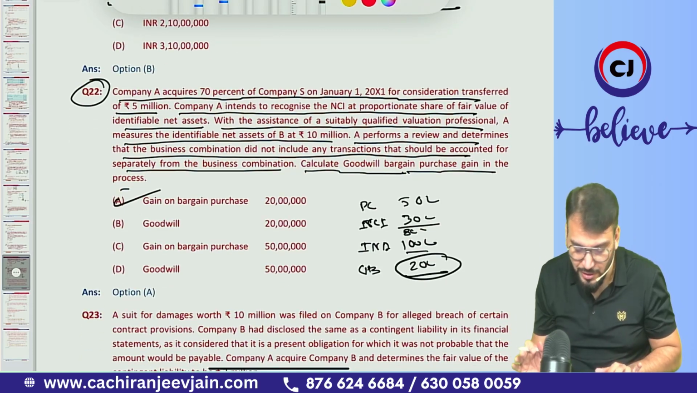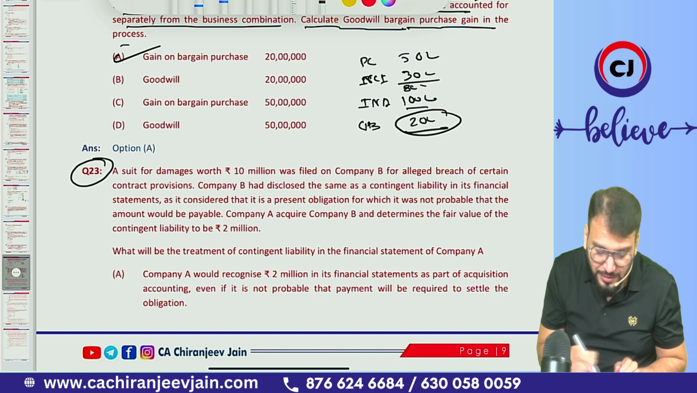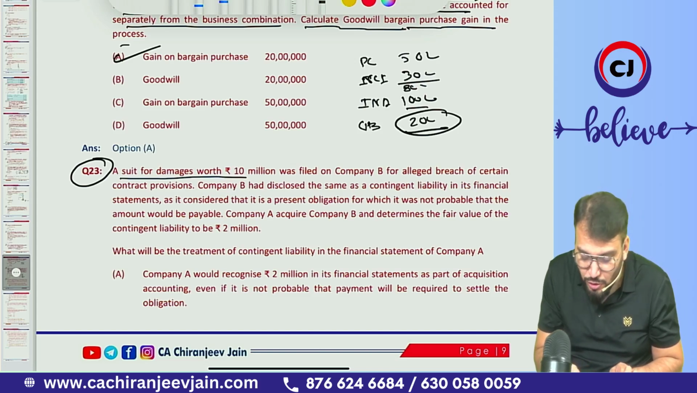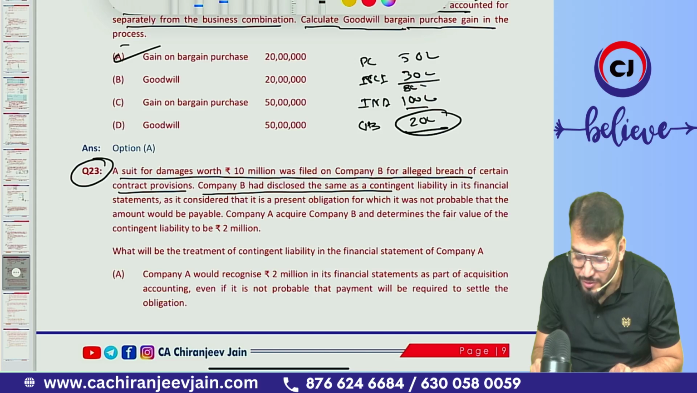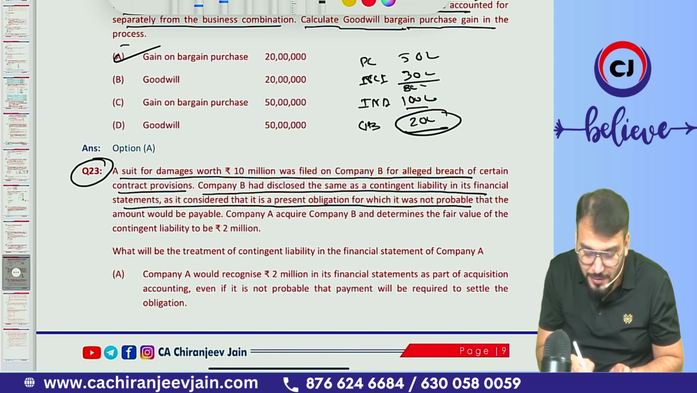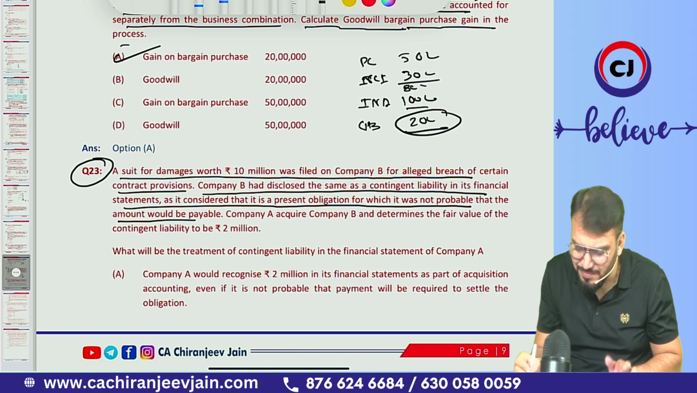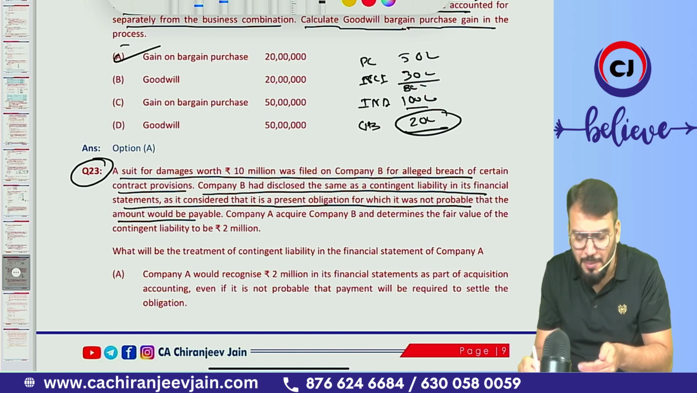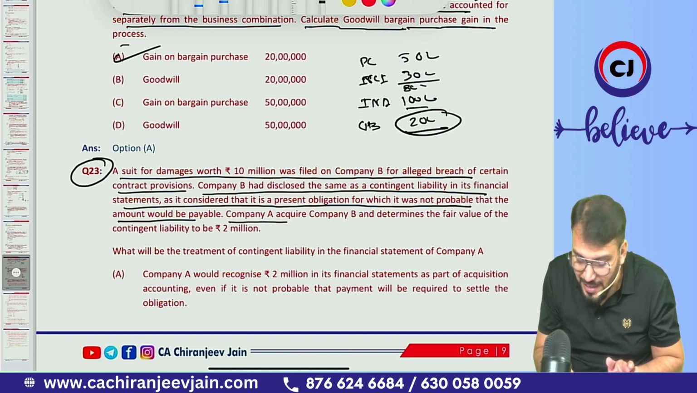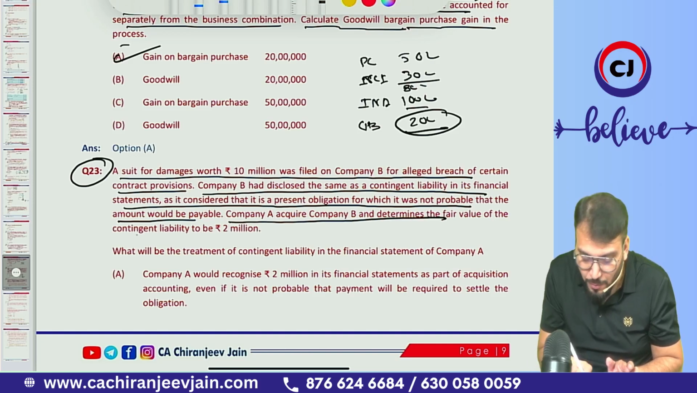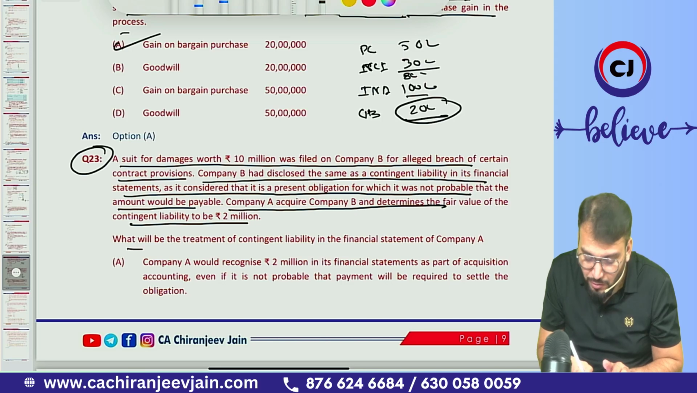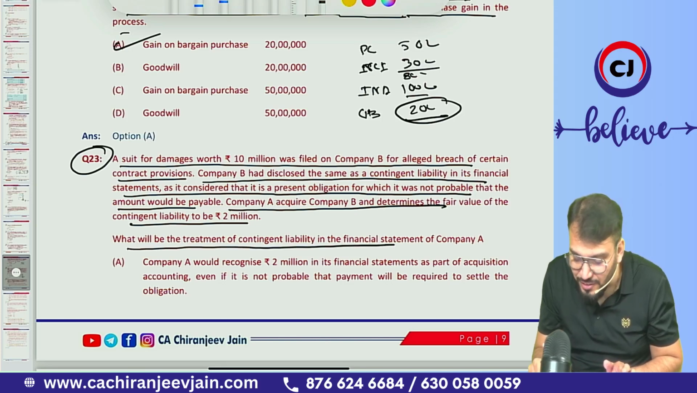Simple. Okay, sir. Coming to question number 23. A suit for damages worth rupees 10 million was filed by Company B for alleged breach of certain contract provision. Company B had disclosed the same as contingent liability in its financial statement, as it is considered a present obligation for which it is not probable that the amount would be payable. Similar question we have done. Company A acquired Company B and determined the fair value of contingent liability to be 2 million. What will be the treatment of contingent liability in the financial statement of Company A?